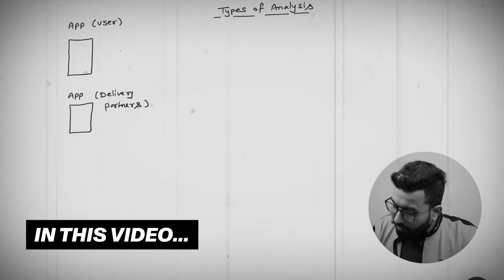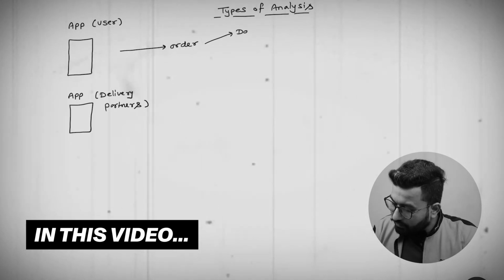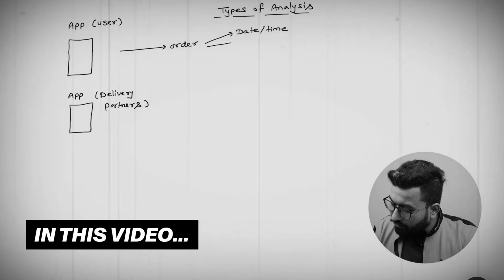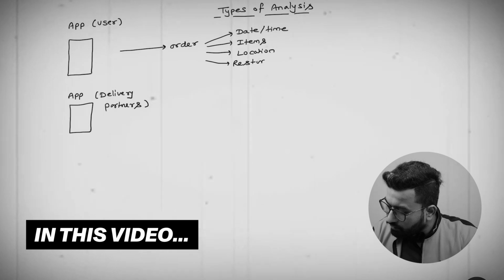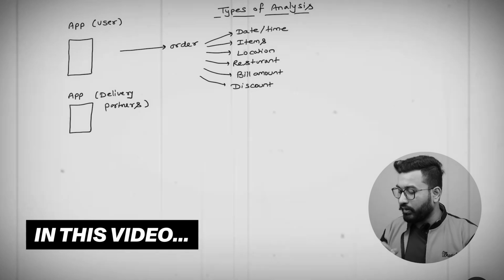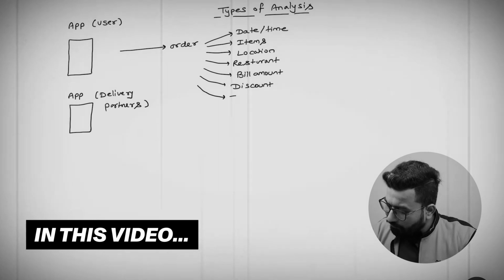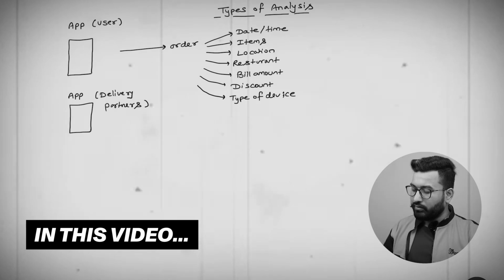Now, once the order is placed by the user, what kind of data will this generate? Date and time, items, location, restaurant, bill amount, maybe discount, right? Maybe the type of device, whether it is Android, iOS, or a web application.